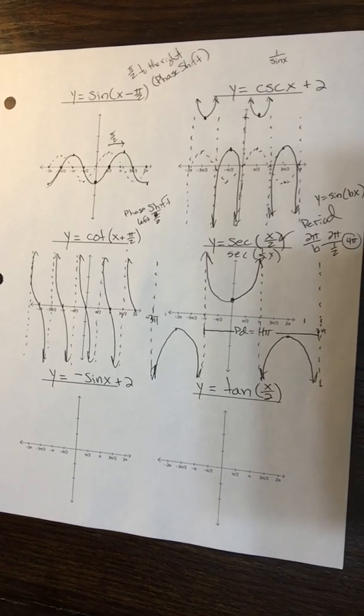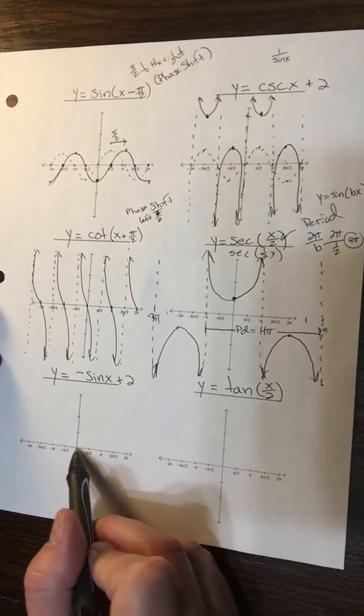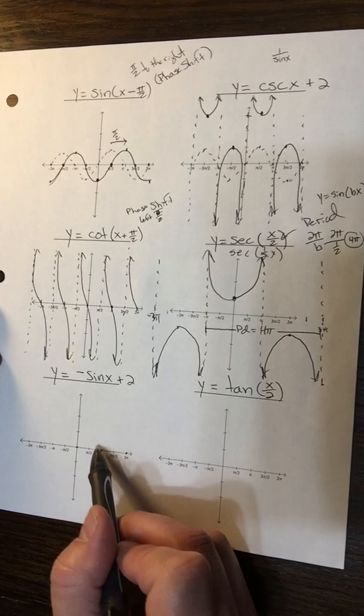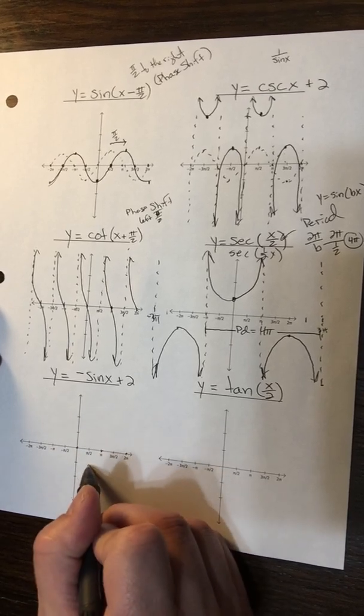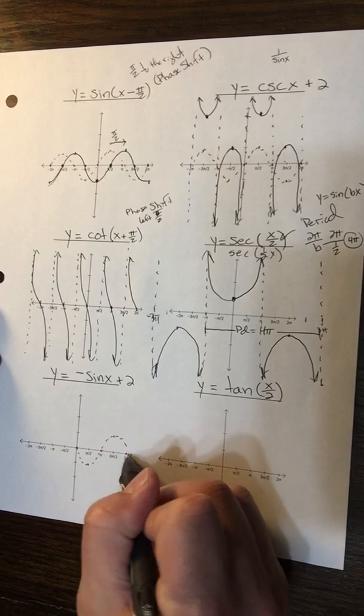All right, negative sine of x plus 2. Well, negative sine of x. Sine starts here, sine finishes here, sine goes there. It normally goes up and then down, but if it's negative, it'll go down first and then up. So there's negative sine of x.